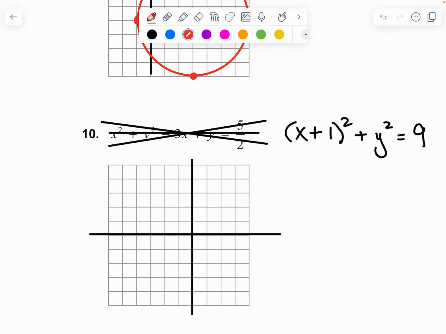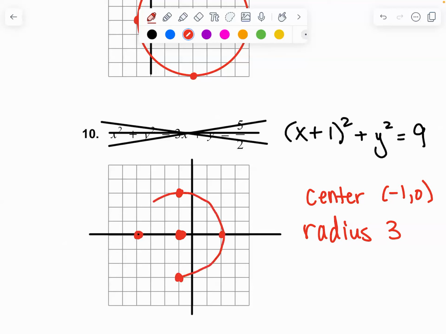Sam, where's our center? Nora, what's our radius? Is it real pretty, yes?